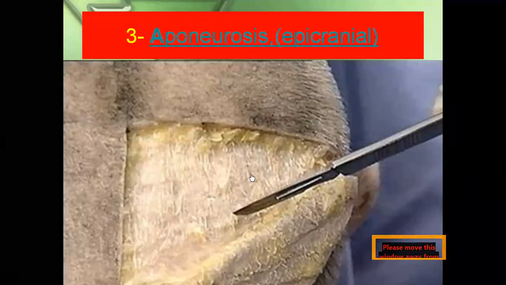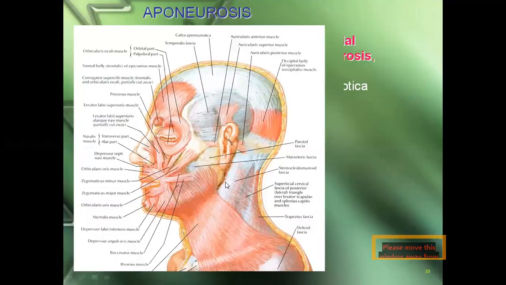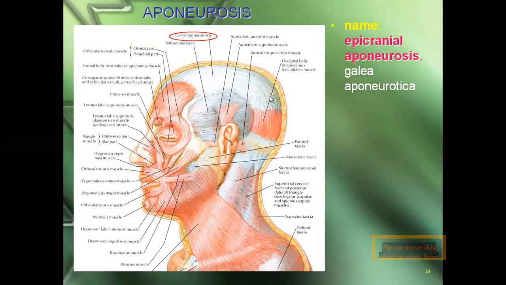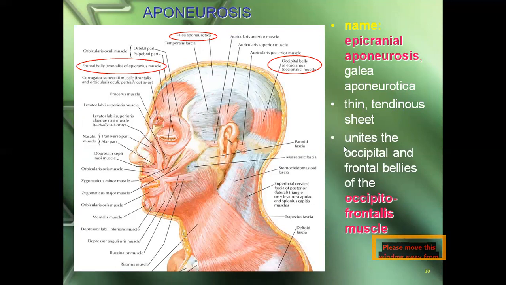The third layer, that is epicranial aponeurosis, see here, this is Netter's atlas picture where we are finding this Galea aponeurotica. I said two muscles are attached to this. Anteriorly, we have the frontal belly of occipitofrontalis. Posteriorly, we have the occipital belly of occipitofrontalis. So the name is epicranial aponeurosis, also called Galea aponeurotica, which is a thin tendinous sheet. It unites the occipital and frontal bellies of the occipitofrontalis muscle.